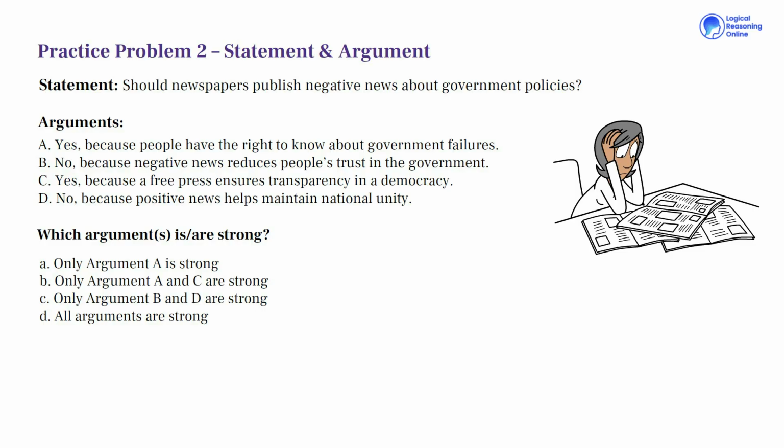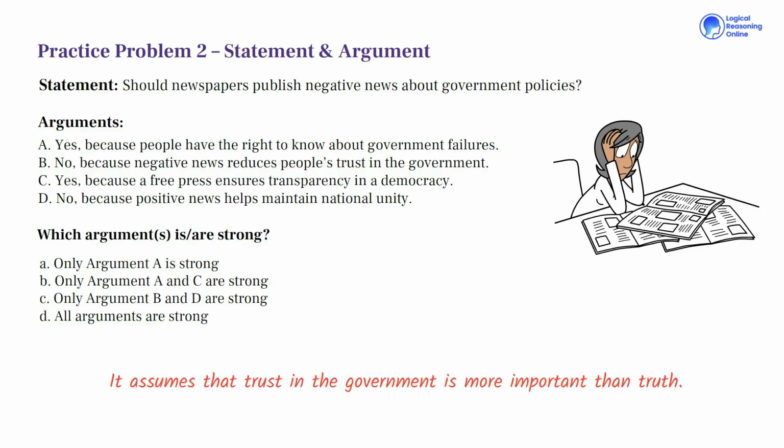Argument B. No, because negative news reduces people's trust in the government. Hmm, this one sounds convincing at first, right? But let's dig deeper. This is an emotion-based argument. It assumes that trust in the government is more important than truth. But in a democracy, trust should come from performance, not from positive image management.